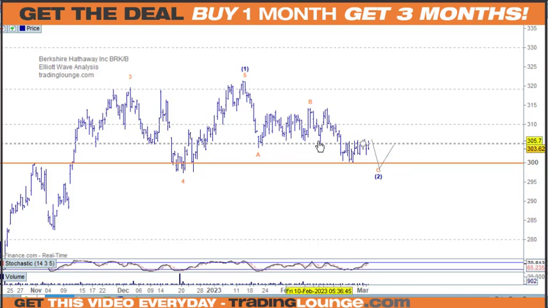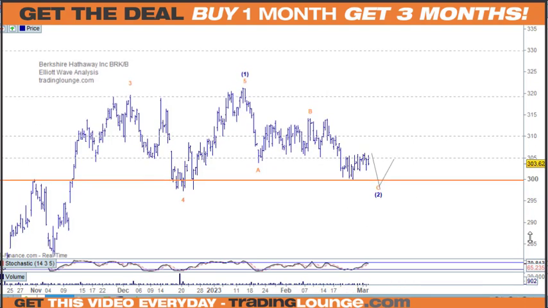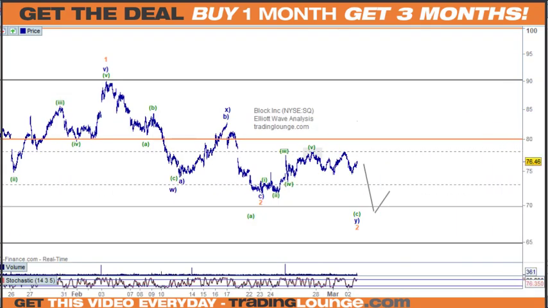Yes, it's got overlapping wave structures here, but I don't really care about that too much. Sure, it could be a bigger bear market, down for 1 and back for 2, down for 1 and back for 2, if you wanted to play it out like that. But we'll see how it plays out anyway.